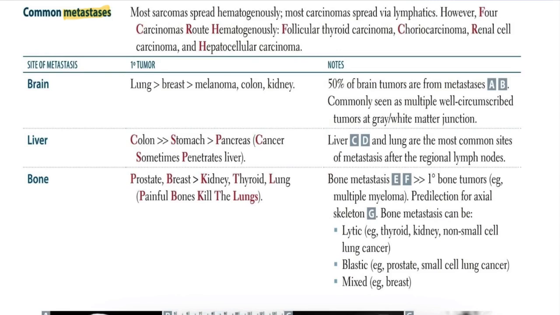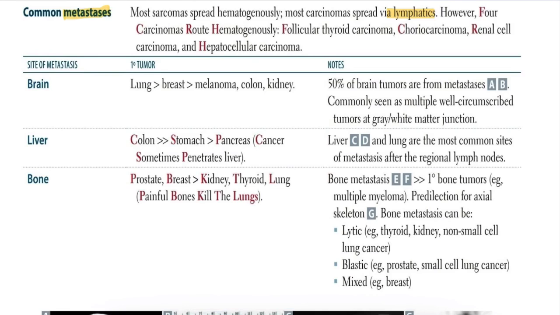How do these cancer cells spread? Most carcinomas spread via lymphatics, while sarcomas spread hematogenously, through the blood. If it is a sarcoma, it will spread through the blood; if it is a carcinoma, it will spread via lymphatics. This is very important for your USMLE and FMGE and for medical examinations.